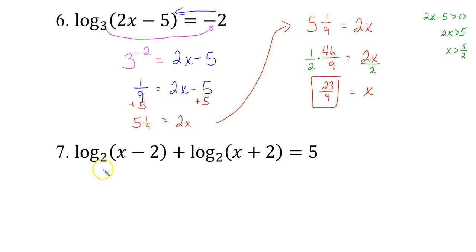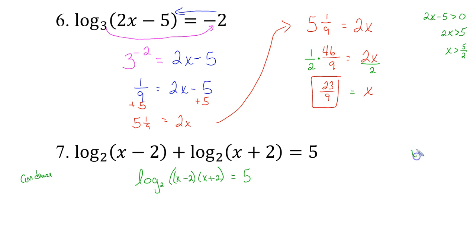Let's look at number 7. On number 7, I have 2 logarithms on the left and no logarithms on the right. So I will still be able to use this rewriting the equation in order to solve. I just have to condense the left-hand side. So we're just condensing the left side. So we condense this side by using the product rule. So I have log base 2 of x minus 2 times x plus 2. And this is going to be equal to 5.